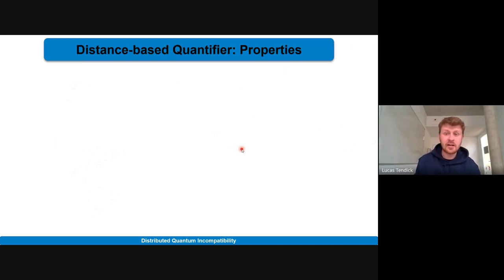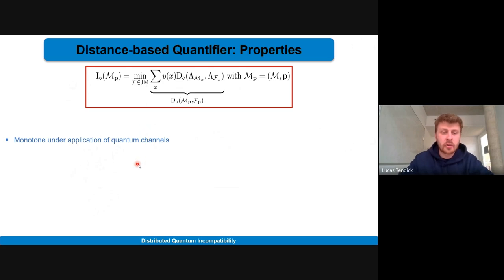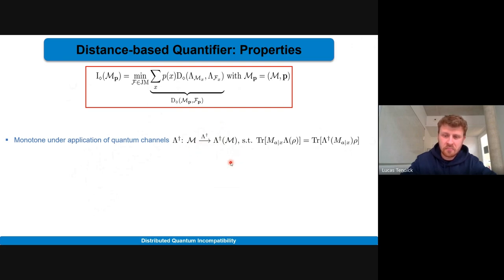Good. Let's come to the relevant properties of this quantifier, which I mentioned here again. First of all, it's a monotone under the application of quantum channels, meaning if I apply a quantum channel on my POVMs in the Heisenberg picture, which you can see as applying the corresponding dagger channel in the Schrödinger picture on the state, it should not increase. Because in the resource theory of incompatibility, whenever I have a parent POVM and I apply this channel lambda dagger onto my measurements, the lambda dagger applied on my parent POVM will also be a valid parent POVM. So we want this function to not increase under the action of these channels, which it does not.